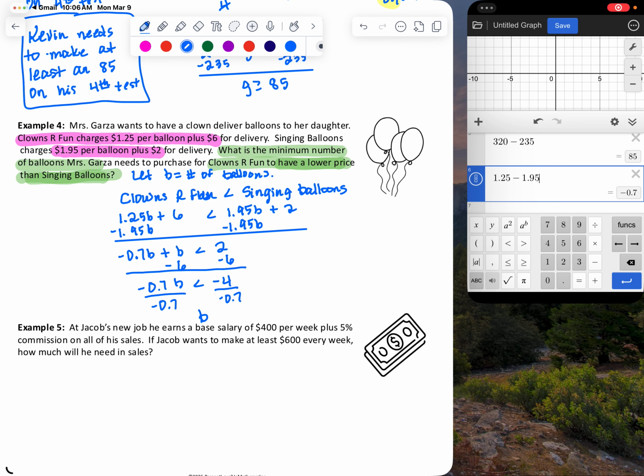Now remember, when you're solving an inequality, if you divide by a negative, you must reverse your symbol. So b would be greater than, we want to take negative 4 and divide it by negative 0.7, and that gives me 5.71. So we want the minimum number of balloons. So 5 balloons is not enough. So she could purchase 6, 7, 8, 9, and on and on and on. So the minimum number of balloons would be 6.